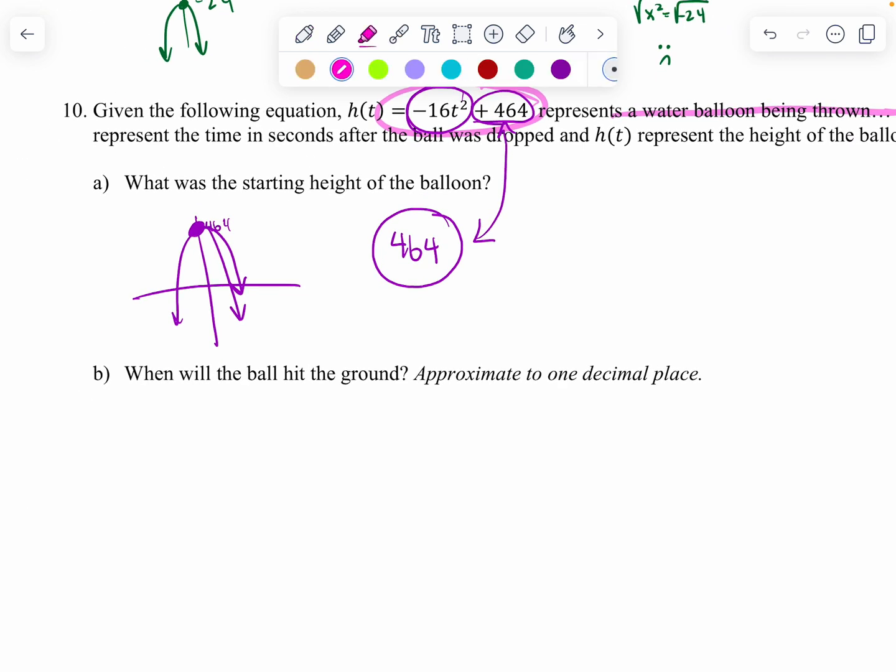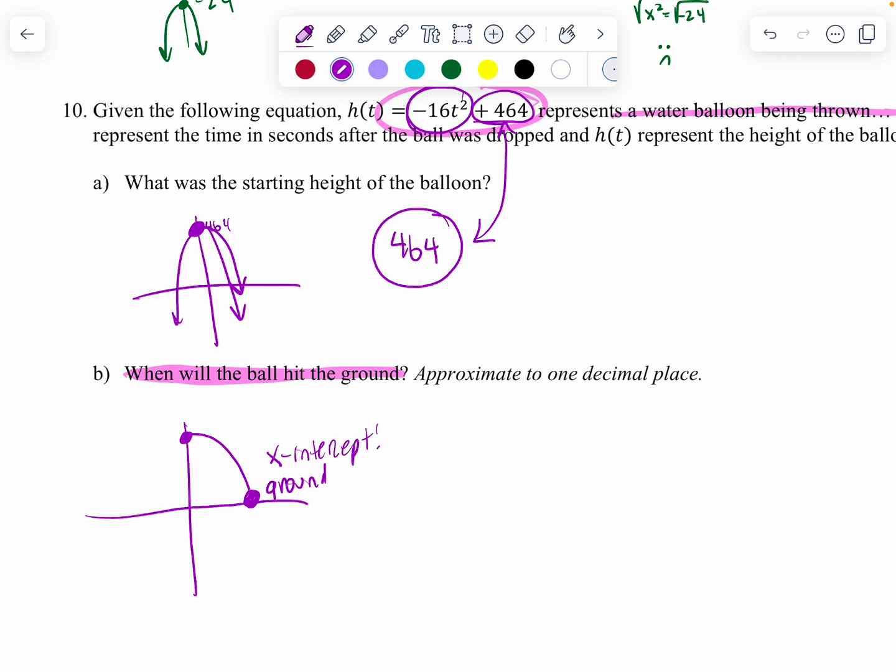The last question is, when will the balloon hit the ground? So if you think about this water balloon being thrown from here and being thrown this way, it's going to hit the ground here. That's the ground. You know what that point is? That's the x-intercept. So all I need to do is take this equation, and if it really helps you, let's make that a y in front. Every x-intercept has a y of 0, so let's put that equal to 0.